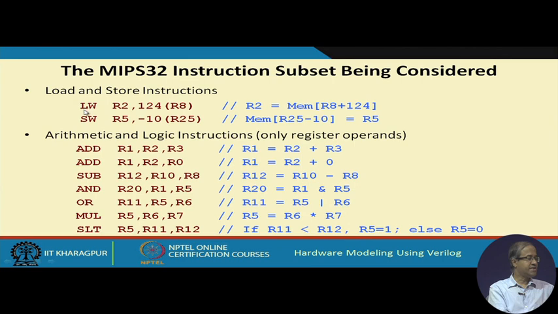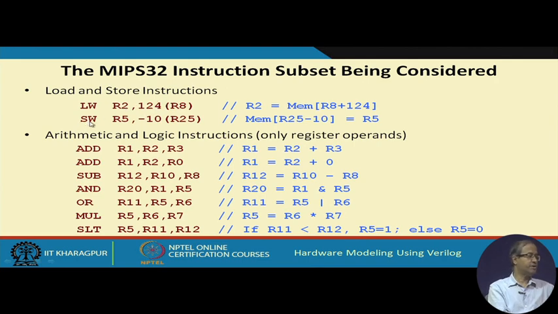Load instruction is like this: load word, LW R2, 120(R8). R2 is a register, R8 is a register, and this is 120. This is how we write. The meaning is the value of the R8 register is added to this number we have specified. We call this an offset. We add them up, that is treated as a memory address. From that memory address, we fetch or read the content of the memory location, and the data is loaded into R2.